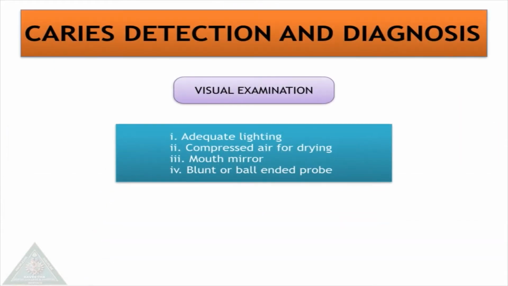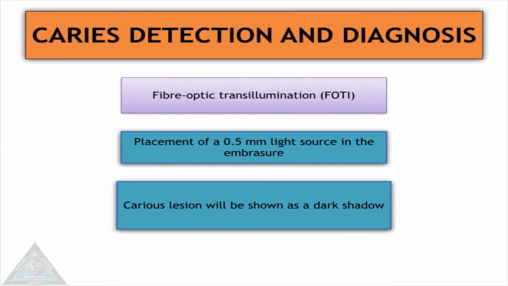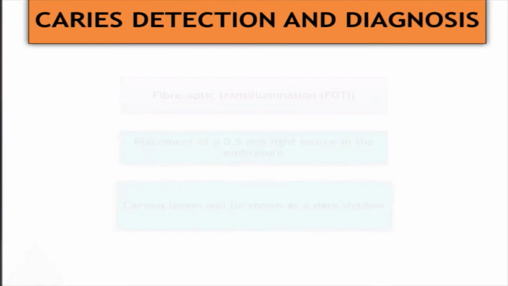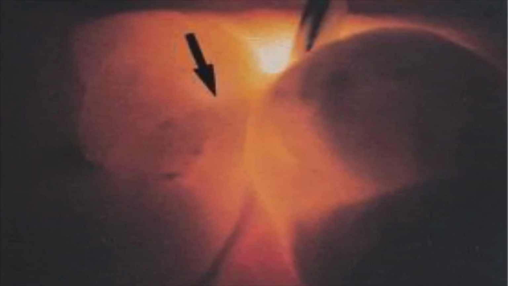How to detect dental caries? The easiest and first method for detecting dental caries is visual examination. For this, we need adequate lighting, compressed air for drying, a mouth mirror, and a ball and probe. The second method is the fiber optic transillumination method. For this, we need a fiber optic transillumination light source, which is placed 0.5 mm away from the tooth surface, and the light is passed. Whenever the light is passed, the dental caries is shown as a dark spot.